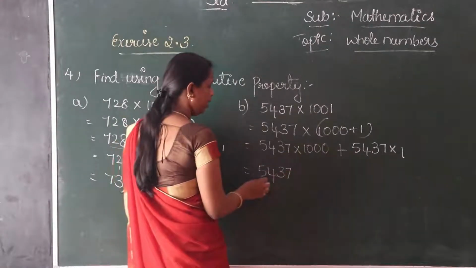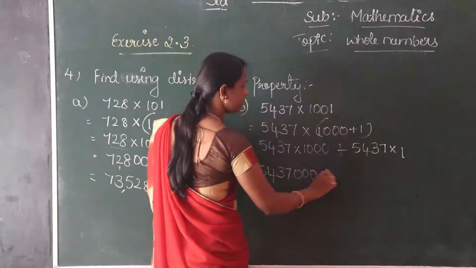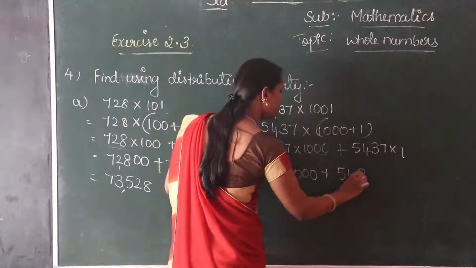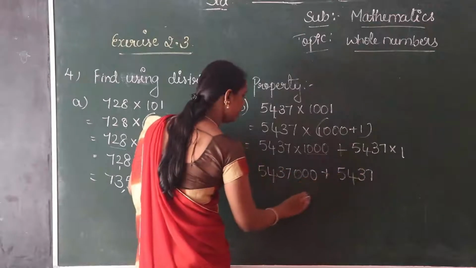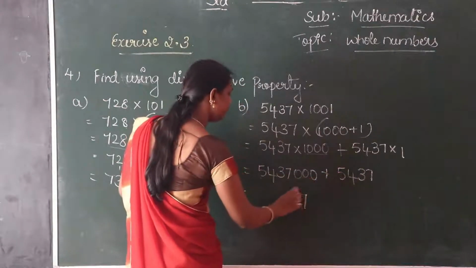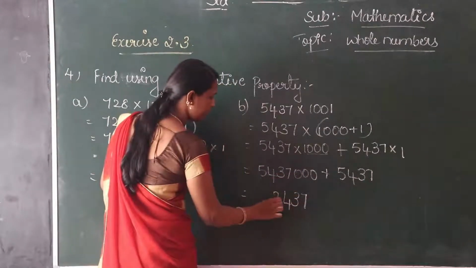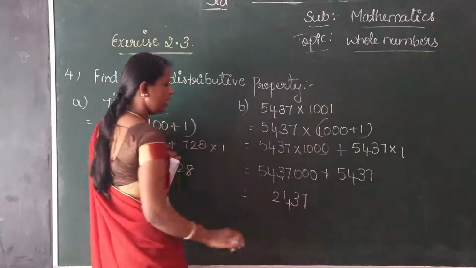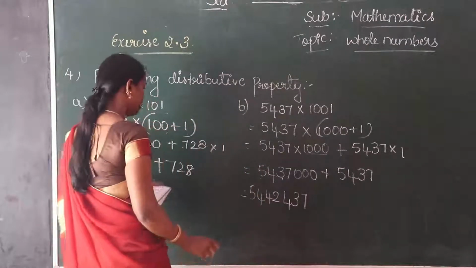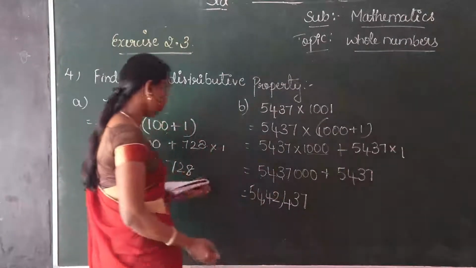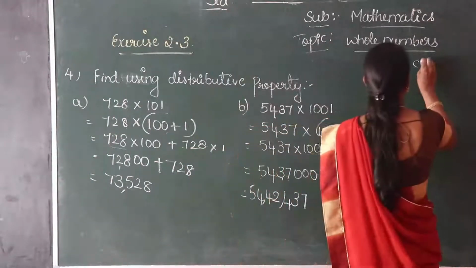So you know the direct multiplication, 5,437 ones are 5,437, remaining 3 zeros plus 5,437. Add this one: 7 plus 0, 7; 3 plus 0, 3; 4 plus 0, 4; 5 plus 7, 12, so that one 2, 1 carry; again 3 plus 1, 4; 4; 5. Answer is 5,442,437.